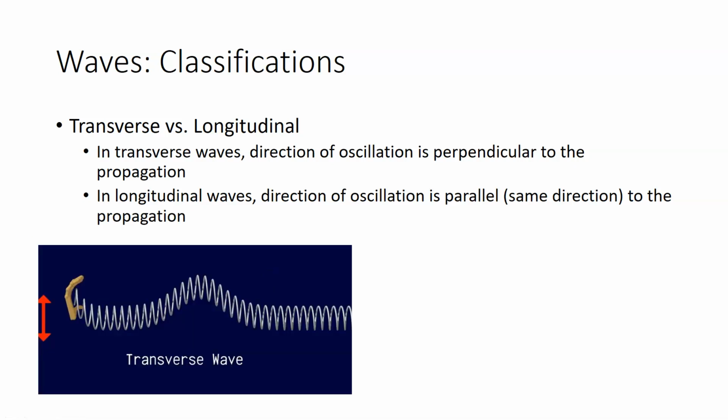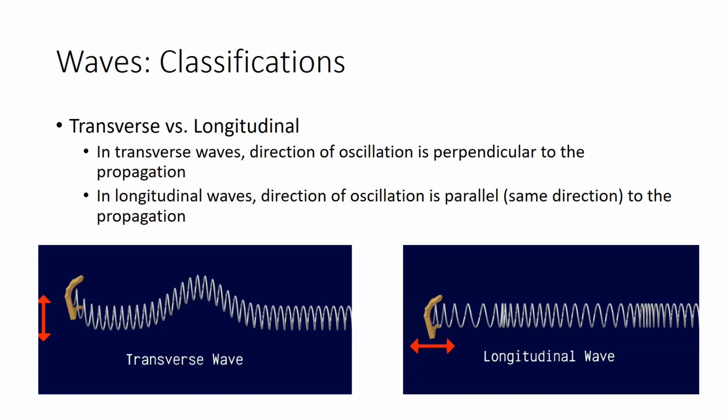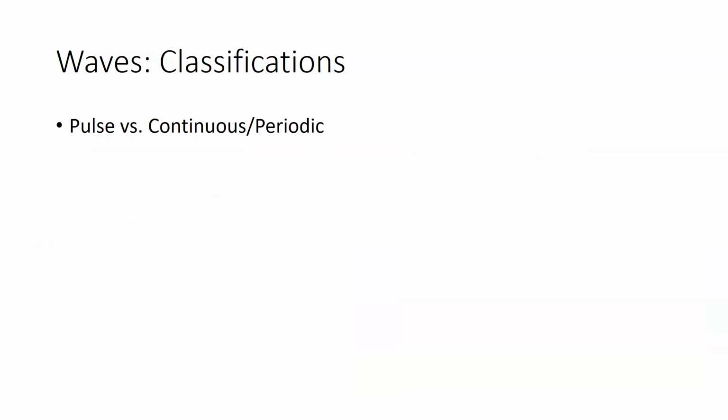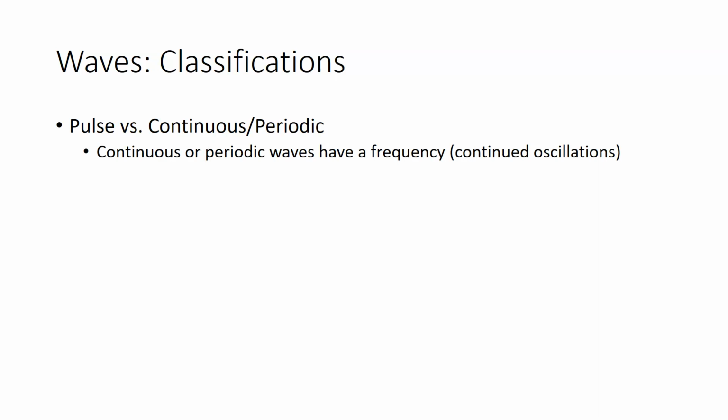Just a picture to remind you, just screenshots of what we just saw. So transverse and longitudinal, two different waves to classify. Pulse versus continuous. Continuous or periodic waves have a frequency, and I'll show an example of this, whereas pulse waves have only one pulse. There's certain characteristics, and we'll get to this in a minute, that you cannot measure on a pulse wave.